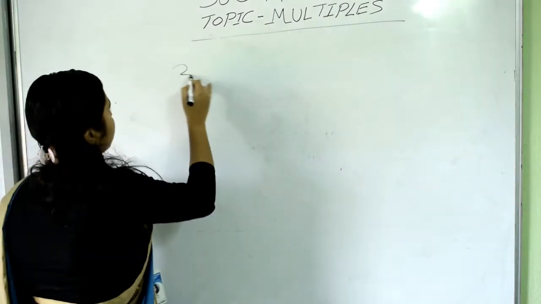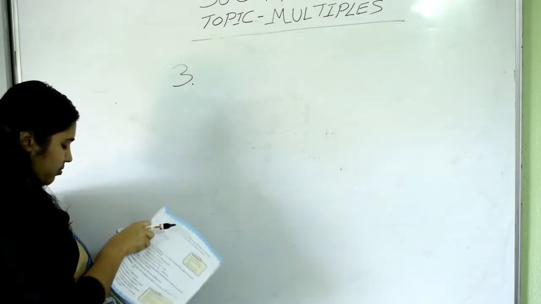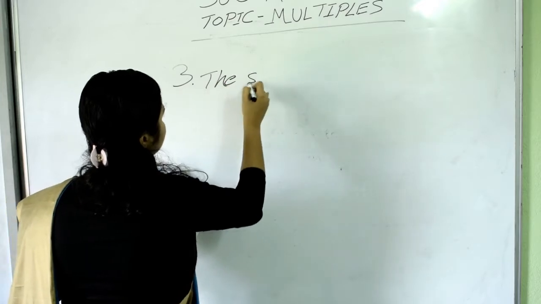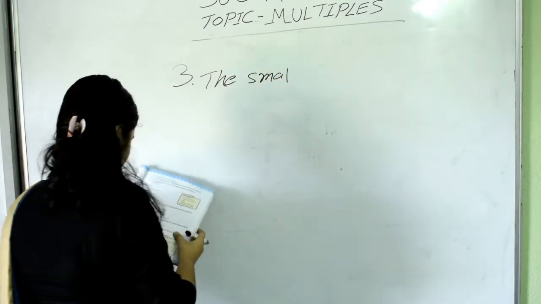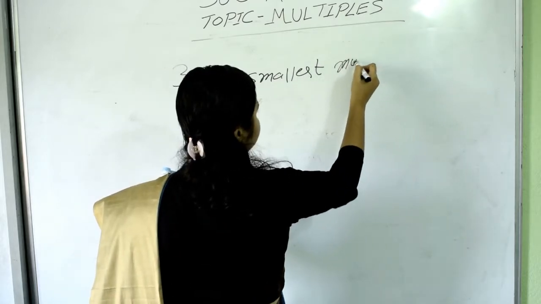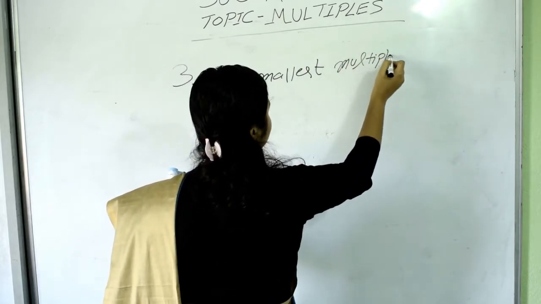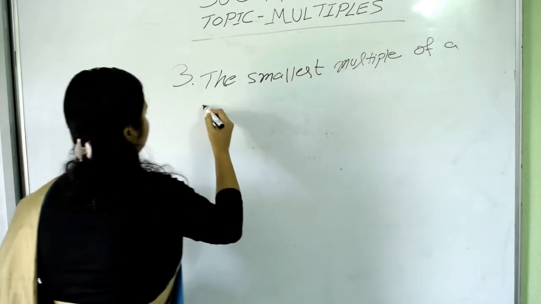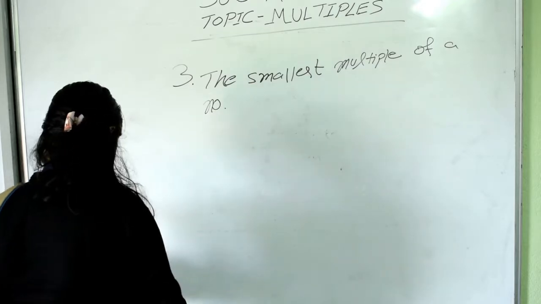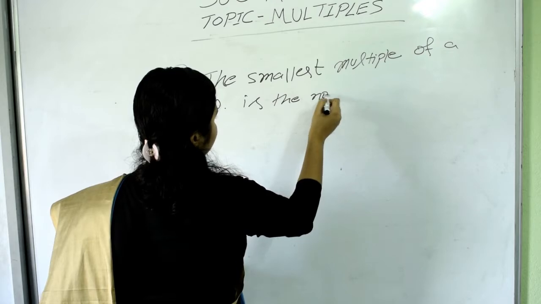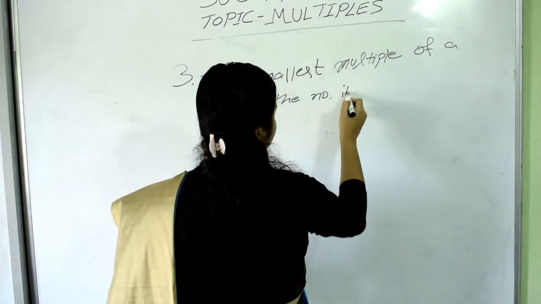And also note one more thing: the smallest multiple of a number is the number itself.